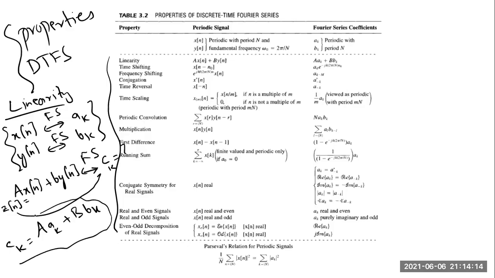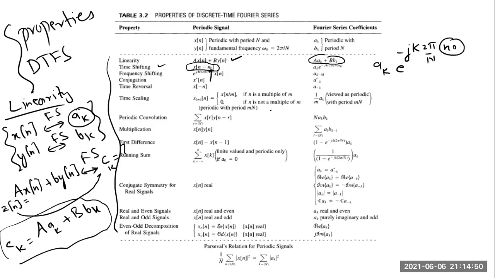If you remember, I proved this property for continuous time, and I'm not going to prove it again. I advise that you practice all of these properties. Again, we have the time shifting property. If x of n has Fourier coefficients ak, what will happen if you time shift the signal, x of n minus n naught? The Fourier coefficients ak will get multiplied with e power minus jk 2 pi by N into n naught. So how much time shift you introduce is going to decide this factor.